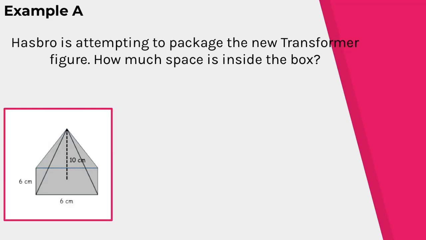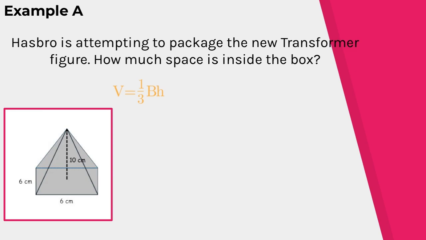In example A, it says Hasbro is attempting to package the new Transformer figure. How much space is inside the box? Since it's talking about the amount inside the box, we know that we're talking about volume. We can take a look at our picture and see that we've got a square-based pyramid. So we're going to go over to our formula sheet and locate our volume formula for a square-based pyramid.